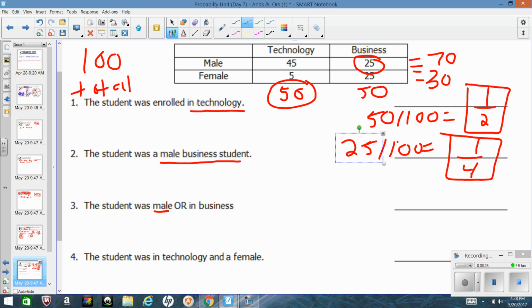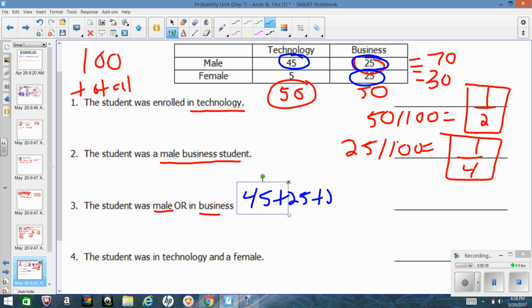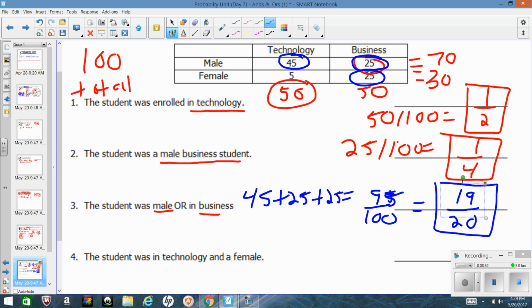Next, we want the student is male or a business. So they can be male, which would be 45 and 25, and they could also be business, which is 25. So if we take 45 plus 25 plus 25, that would give us 95 out of 100, which would equal 19 out of 20.